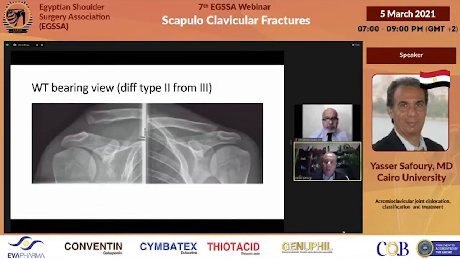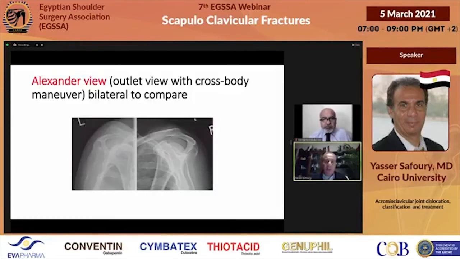Some authors and surgeons prefer weight-bearing X-rays to differentiate between the second and third types of the Rockwood classification. Others do not agree because the dynamic stabilizers, which are the muscles, contract, and you will not benefit from this type of view.